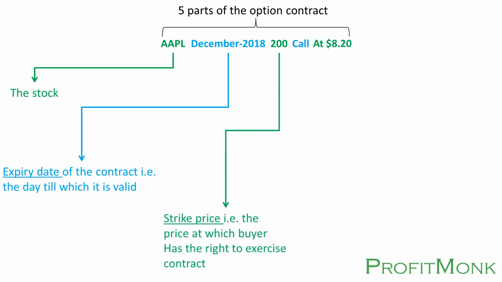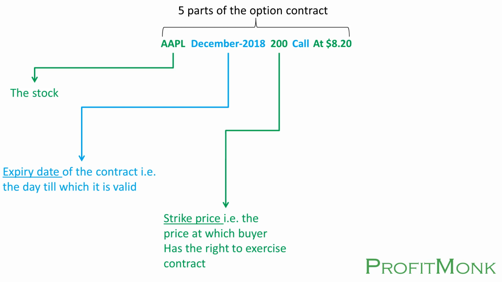The third part of this contract is the strike price. Now this is the price, and since we are talking about the call option here, this is the price at which a buyer of the option has the right to exercise the contract, and it will become very clear in the next subchapter what that means. But 200 here means that you as a buyer have the right to buy Apple stock at $200.